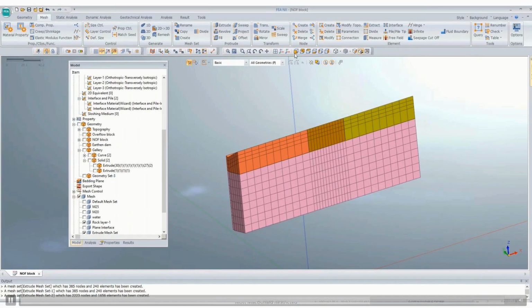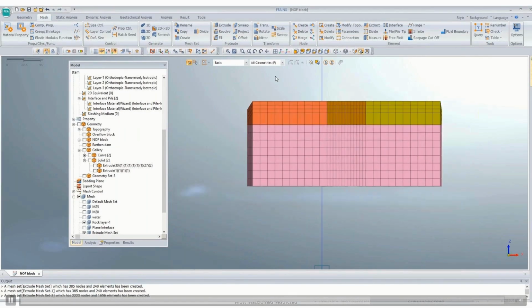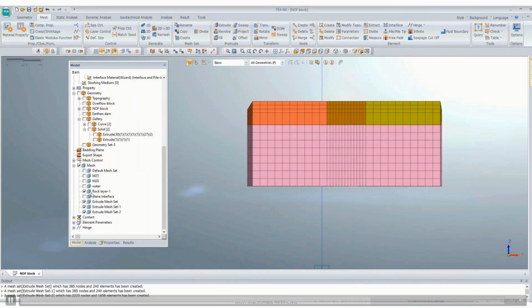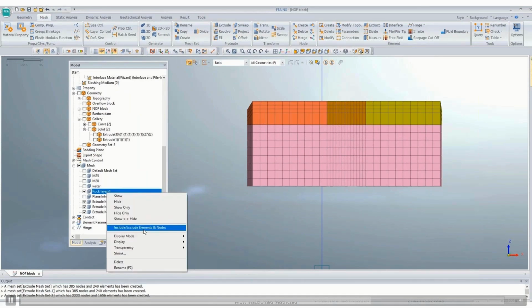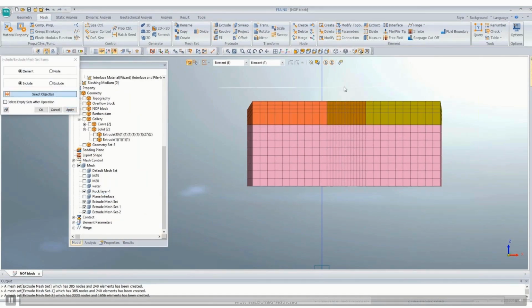So these are the rock layers. This is rock layer 1. I'll include all the elements up to here in rock layer 1. Apply. Then I'll rename this to rock layer 2.